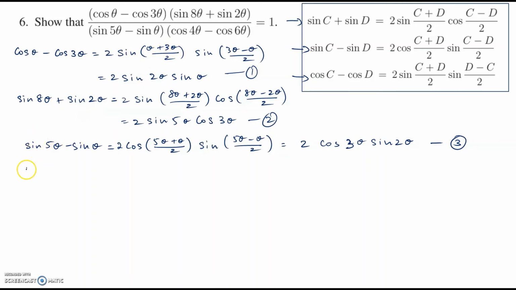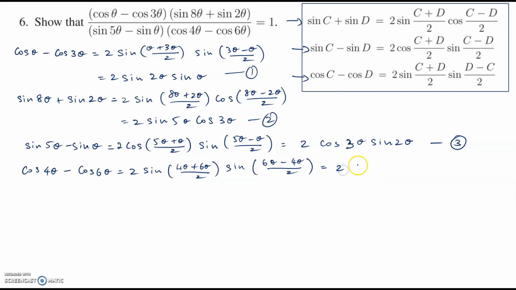Then the last one, which is cos 4 theta minus cos 6 theta. And let's use the last formula again. So this is 2 times sine (C plus D) divided by 2, so that is (4 theta plus 6 theta) divided by 2, into sine (D minus C) divided by 2, so (6 theta minus 4 theta) divided by 2. So that's equal to 2 times sine 5 theta sine theta. This is 4.